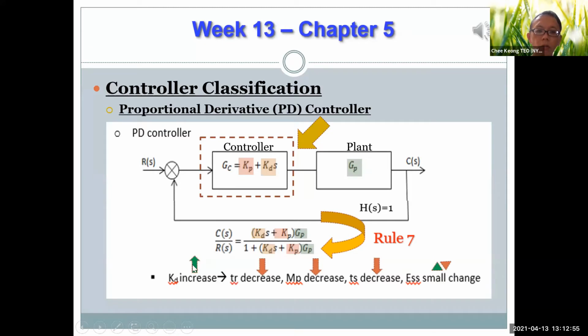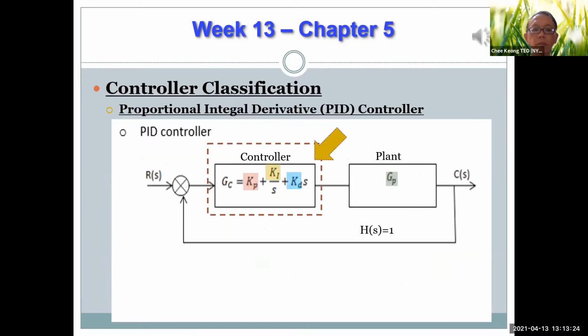Now, notice also that through empirical study and measurement, it has been found that increasing KD will result in a reduction in the rise time, reduction in the maximum peak, and reduction in the settling time, right? And of course, it has very little change to your steady state error, right? So there's not much change. If you wish to minimize the steady state error, you don't use a D controller, right?